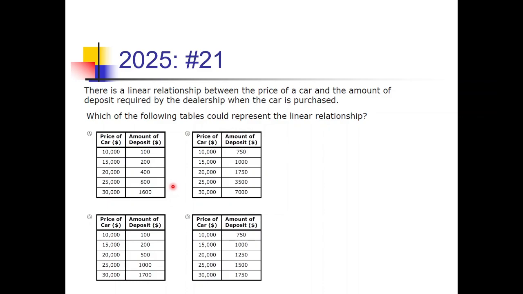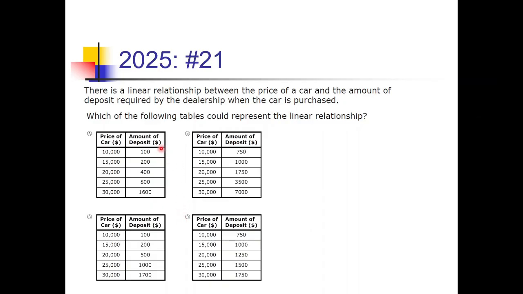All right, well, the easiest way to find a linear relationship, since my left column is going by the same increments, I can see if my right column is also going up by the same amount each time. It might not be the same amount as the left side is going up, hopefully not, because the deposit should not be going up by 5,000 each time, but it should be going up by the same number, whatever that is. So I'm just going to test out each of these tables to see where that's happening.